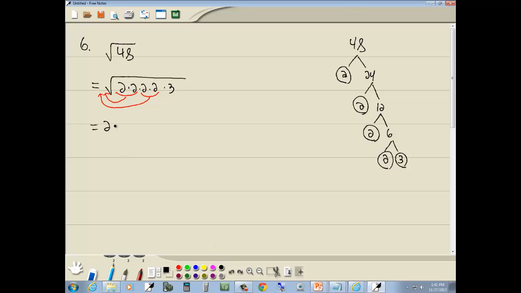Now they come out with multiplication between them, so that'll be 2 times 2 out in front, and then we're left with a single 3 inside. 2 times 2 is 4, so we get 4 square root of 3 is our answer. You can only bring them out if you got a pair of them. We don't have a pair of 3s.